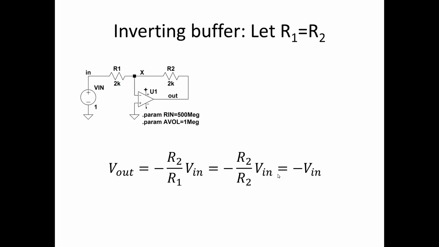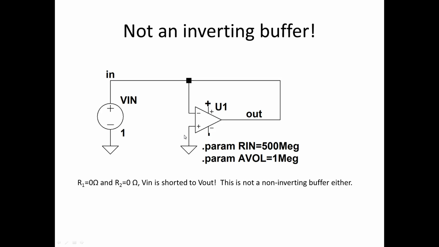Now let's look at an inverting buffer. All we have to do is let R1 equal R2. If V out equals the ratio of R2 divided by R1 times minus 1, and we set them equal, then V out will equal minus V in. Again, it's that simple. But some things aren't so simple.